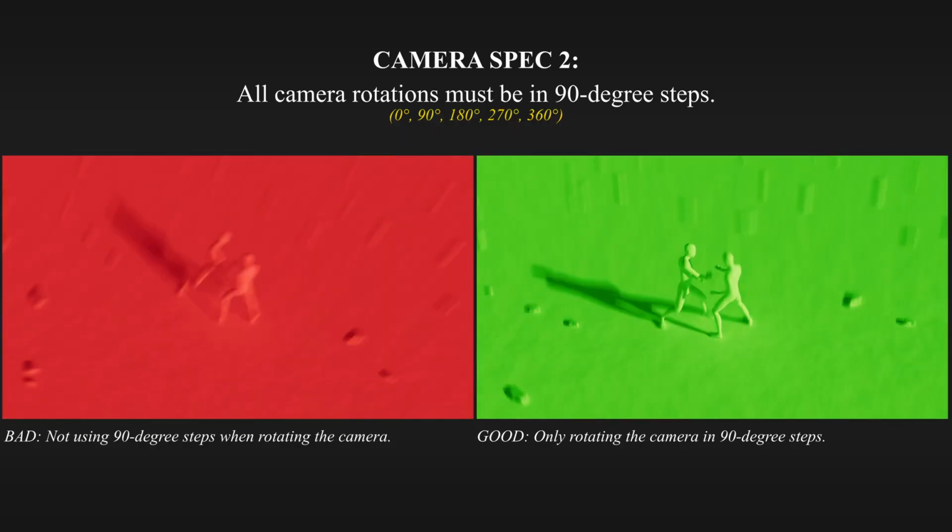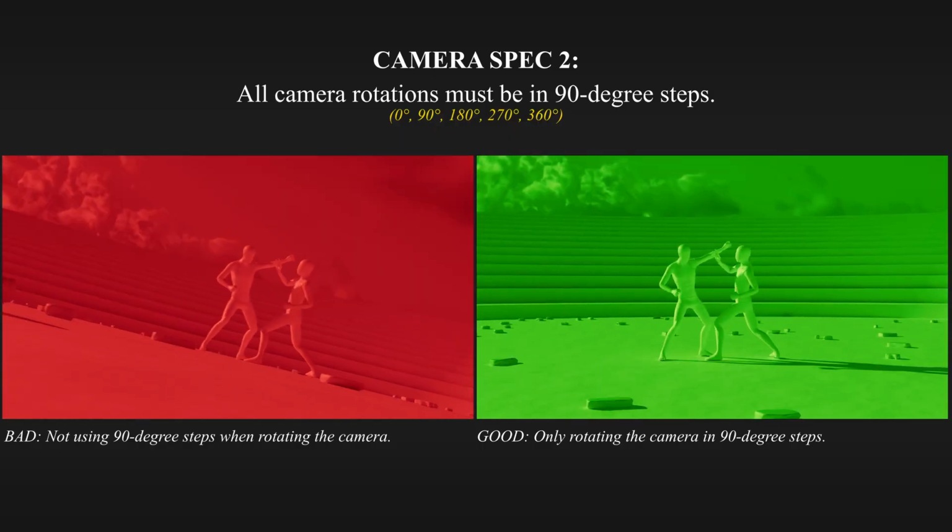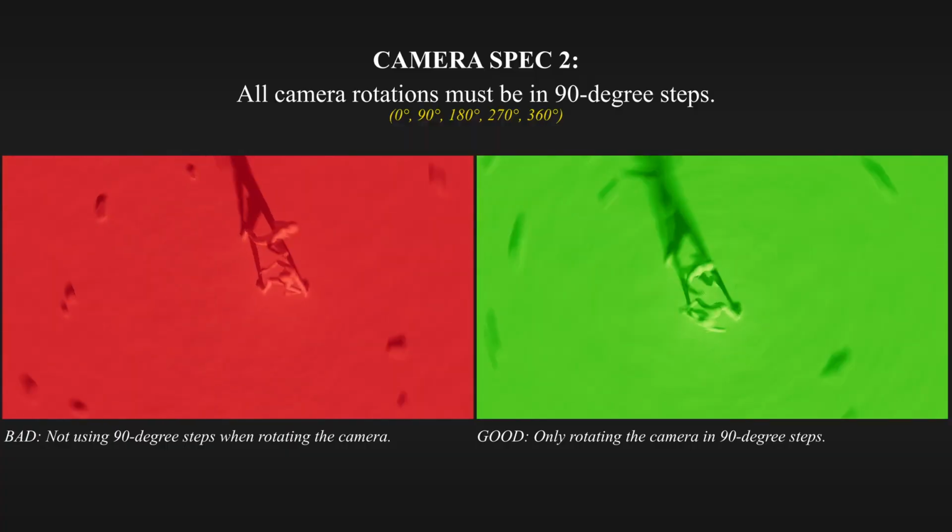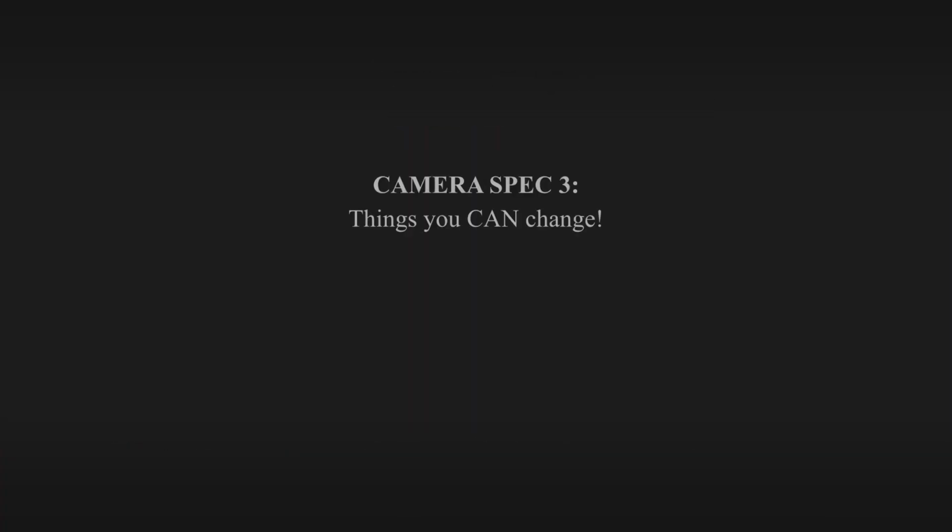The video on the right is keeping to that rule, and the video on the left is all over the place. Don't be the video on the left. And the third camera spec is more of a heads up on things you can change, like the focal length this time, your camera's starting angle, shutter speed, and depth of field.